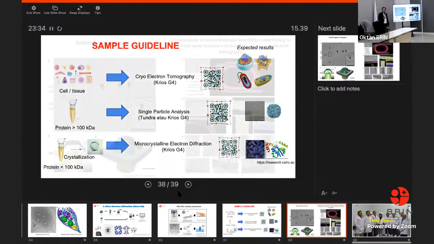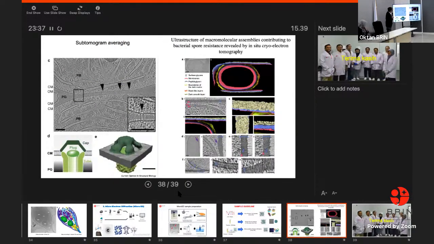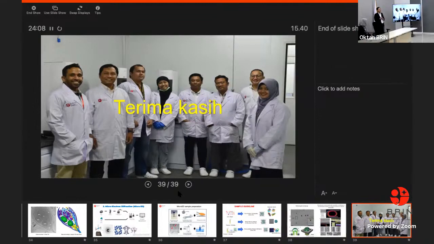I think, oh yeah, this is one example of subtomogram averaging. You can see using this Krios, and then you can make a bigger or more detailed image using subtomogram averaging. Like this structure is from this membrane. Also, you can see more detail of your protein or a bacterial membrane. I think that's all. Yeah, thank you so much for your kind attention.